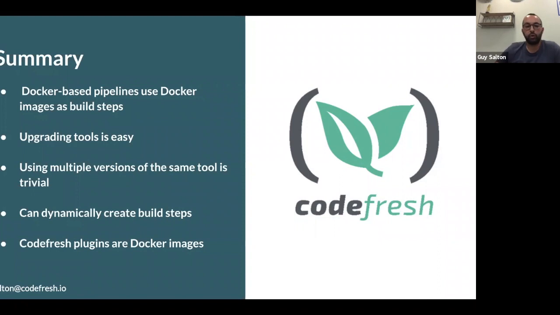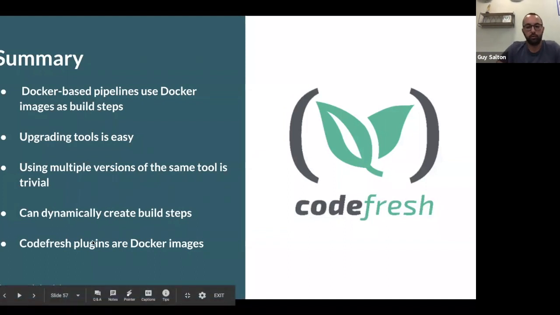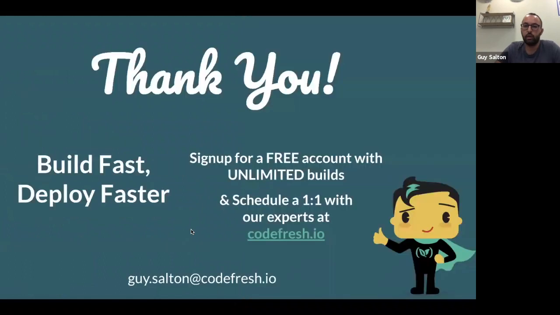Same thing for upgrades. With VM-based, you have to make sure that you upgrade the tool on your VMs, on each of your slaves, while with Docker-based, you just replace the image with another Docker image that has the newer tool. Same thing goes for multiple versions of the same tool. This we didn't really cover, but we talked about plugins a little bit in Codefresh, which are simply Docker images.